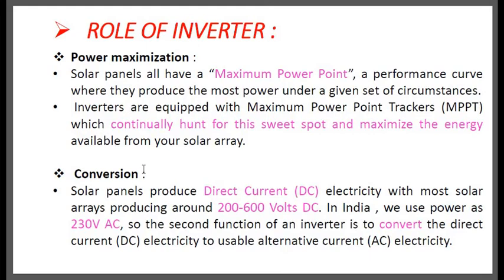Then conversion. Solar panels produce direct current electricity, with most solar arrays producing around 200 to 600 volts DC. But in India, we use power as 230 volt AC. So the second function of an inverter is to convert the direct current DC electricity to usable alternating current AC electricity. So another function of the inverter is to convert direct current from the solar panel to AC current for the load.